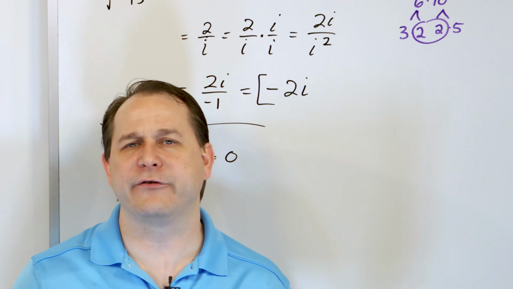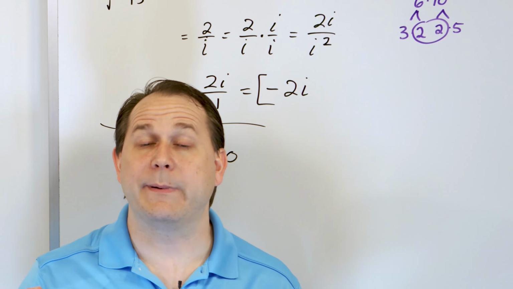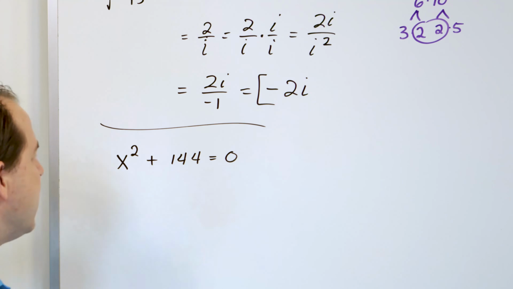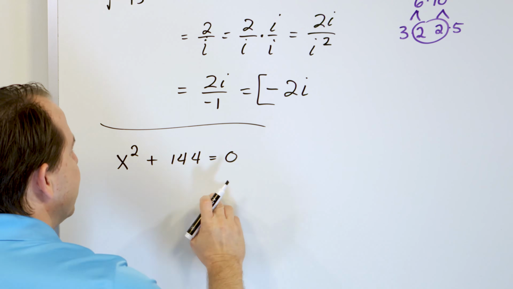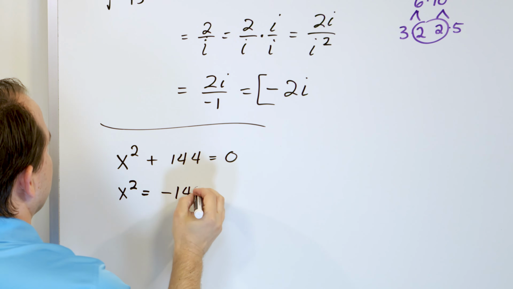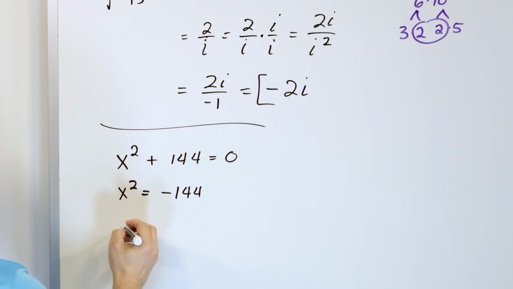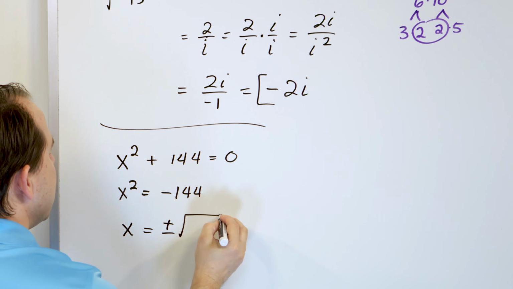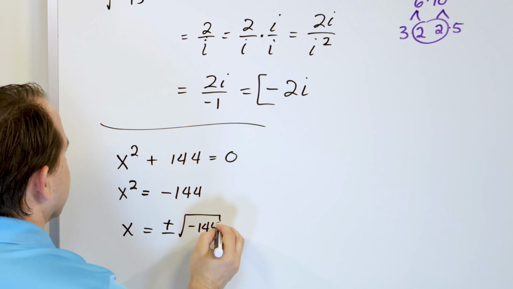In the past, we would say there's no solution to that. But now we know about imaginary numbers, and there is a solution to it that involves imaginary numbers. So the way you do it is just like always. Move the 144 to the other side, making it negative 144. And to kill this x squared, we have to take the square root of both sides. When we do that, we have to put a plus or minus, and then we have negative 144.